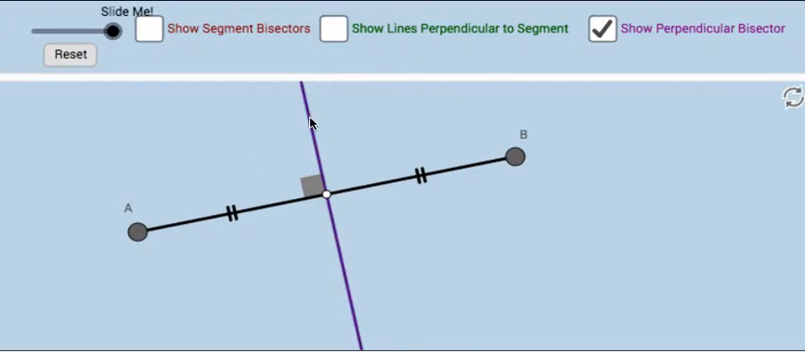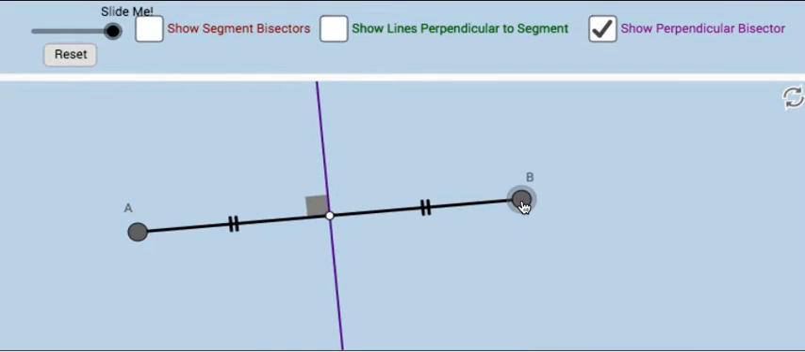Well, that purple line is a perpendicular bisector of segment AB. And what that perpendicular bisector does is it intersects the segment at its midpoint at a right angle. The fact that it intersects at the midpoint shows the bisect part of the word, and the fact that it intersects at a right angle takes care of the perpendicular adjective.